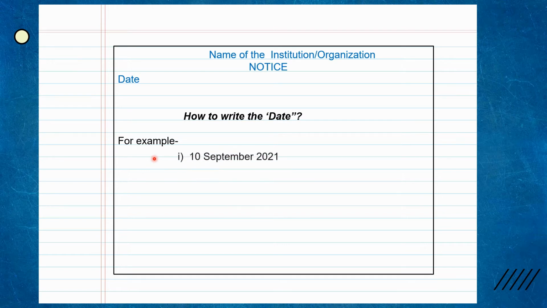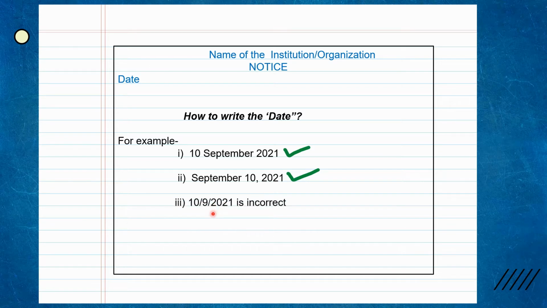There are different ways of writing date. Let's see some examples. First one, the date in number, month in words and year in number, or the month in words, date in number, put a comma and then year in number. This is the incorrect way of writing the date because it leads to confusion. According to British English, 10th September is written as 10-9-2021 and according to American English, it is written as 9-10-2021. So better you use either the first one or the second one.